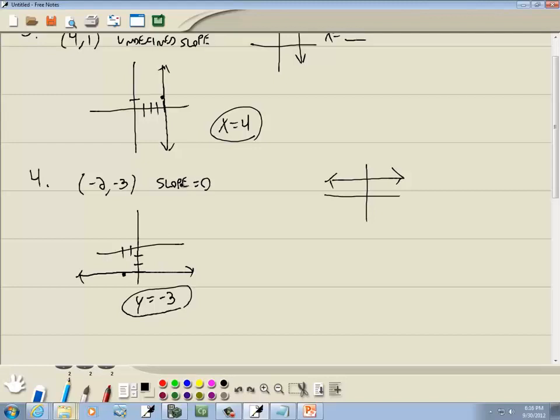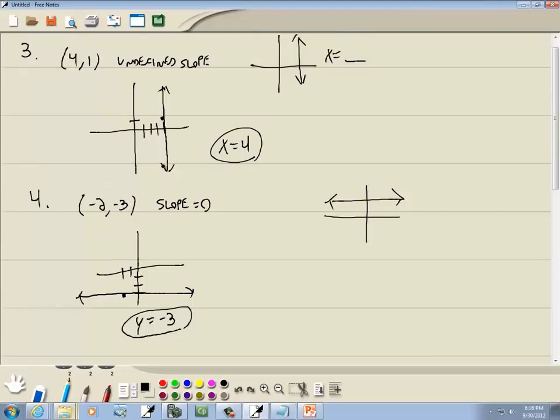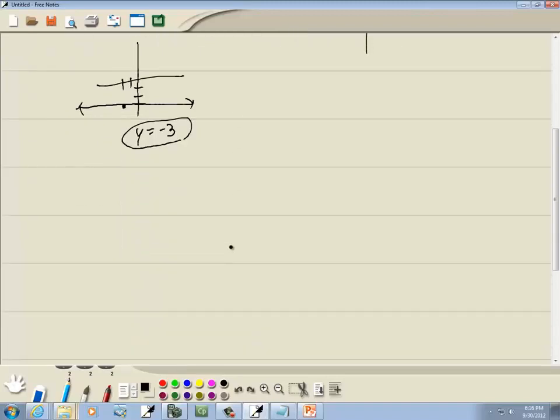Again, it's very easy. Slope is equal to 0. You know it's a horizontal line. You know it's y equals a number. And it'll be y equals the y part of this point. Same up here. Undefined means a vertical line, which means x equals a number. And it'll be x equals the x part of this point. Always.